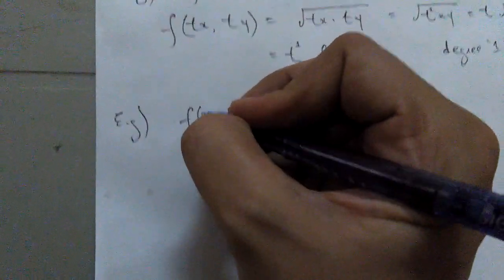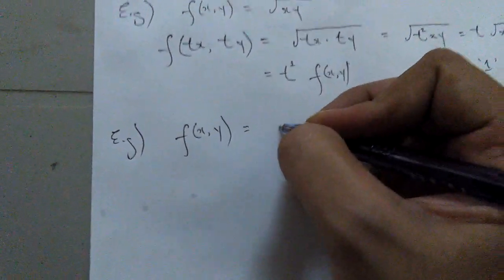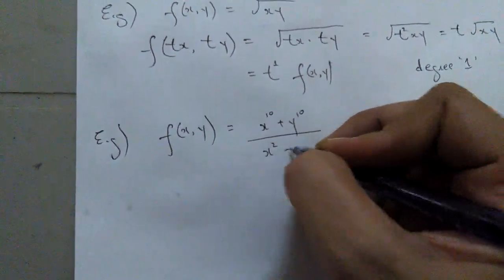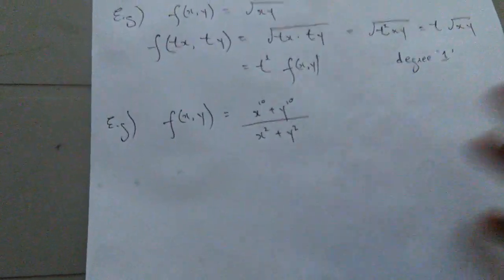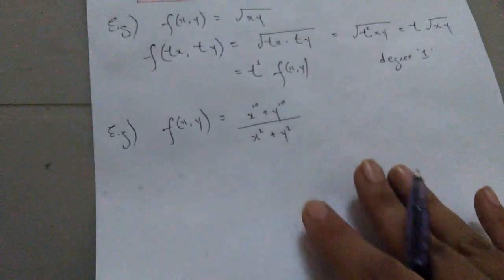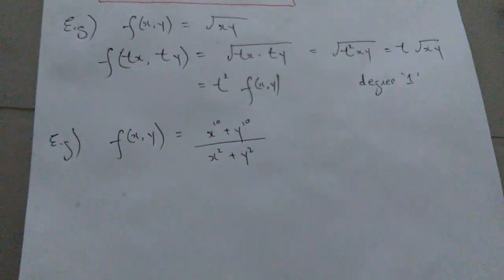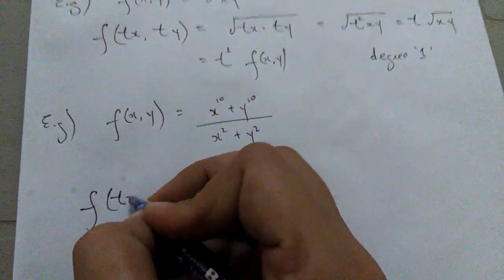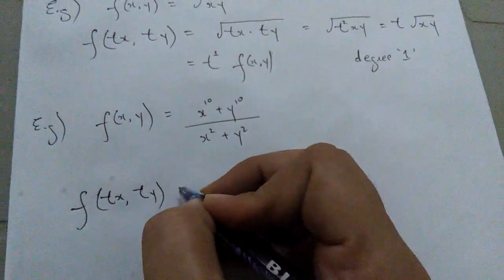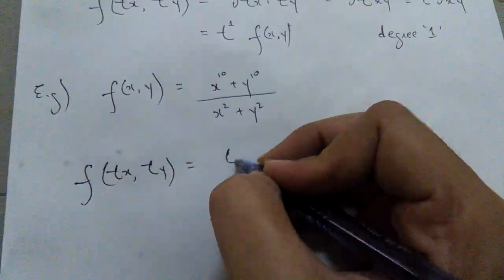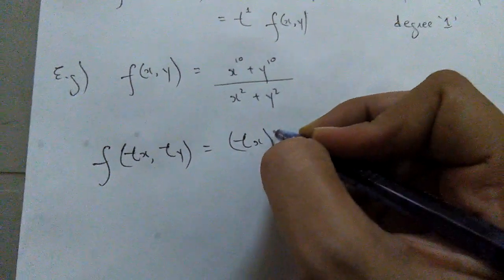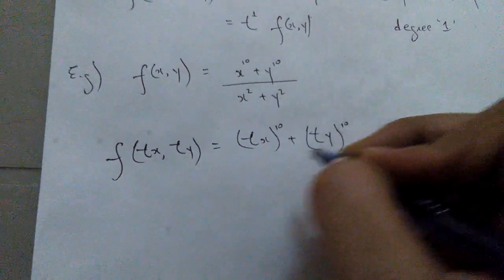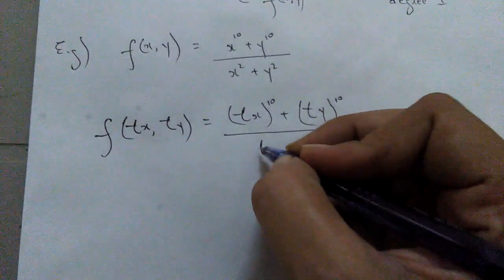If I say that my function is of this type, check it out: is it homogeneous or not? And if it is, what is going to be its degree? Once again, we are going to perform a test. It's a beautiful testing strategy we have here. Wherever we have x, we replace it with tx. Wherever we have y, we replace it with ty. And there you go.